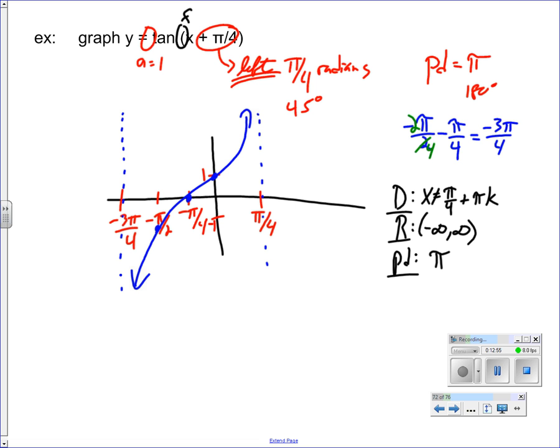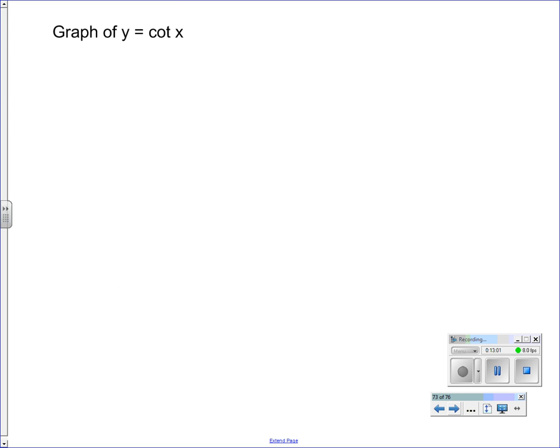So the last thing we're going to do is just quickly go over 3 more parent functions and look at the graphs of the reciprocal functions. So we'll look at the graph for cotangent, for secant, and for cosecant. Forming the graph of cotangent is similar to what we did in the video where we formed the graph for tangent. We know that cotangent is cosine over sine.